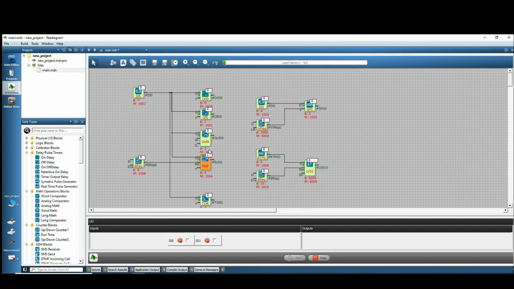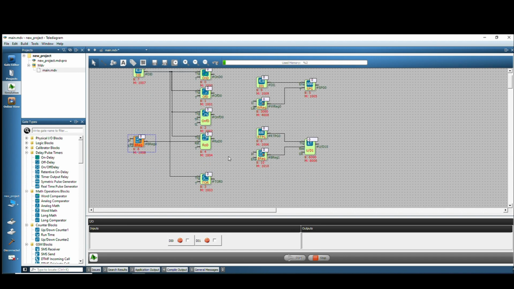Retentive on delay will wait 5 seconds after digital input 0 becomes active, switch to position 1, and will maintain position 1 even if it drops back to 0 until a reset input receives a signal. The timer output relay will activate as soon as digital input 0 is active and will revert to 0 at the end of the set duration if the trigger input is still active.